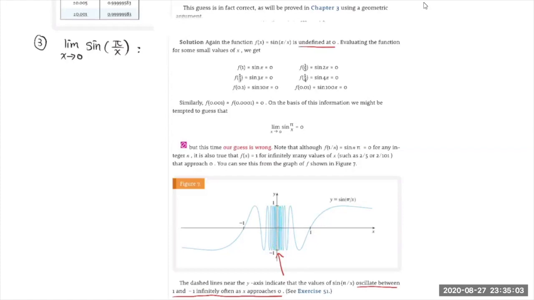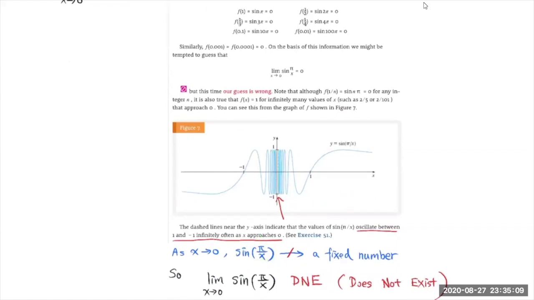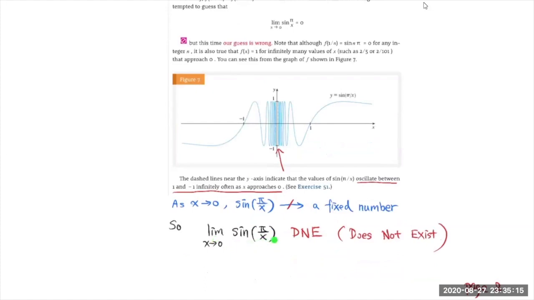As x approaching 0 from the left side and the right side, the function does not approach a fixed real number, and we say that the limit of this function does not exist. DNE stands for does not exist.